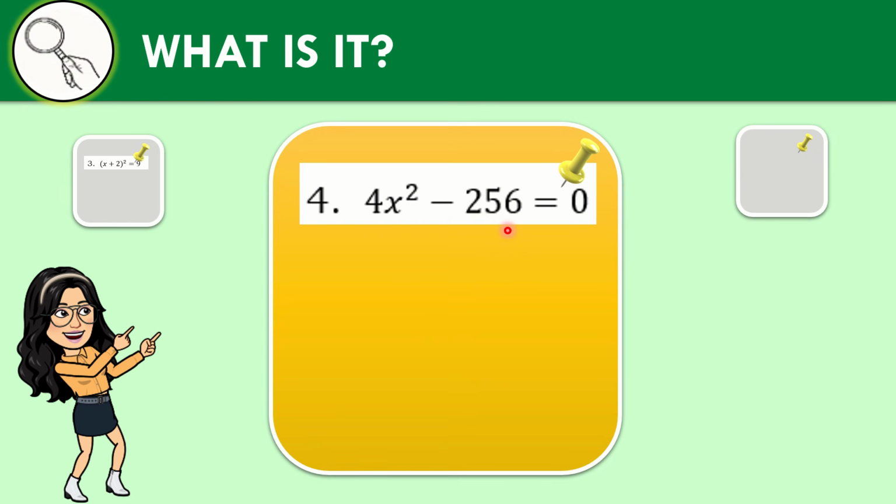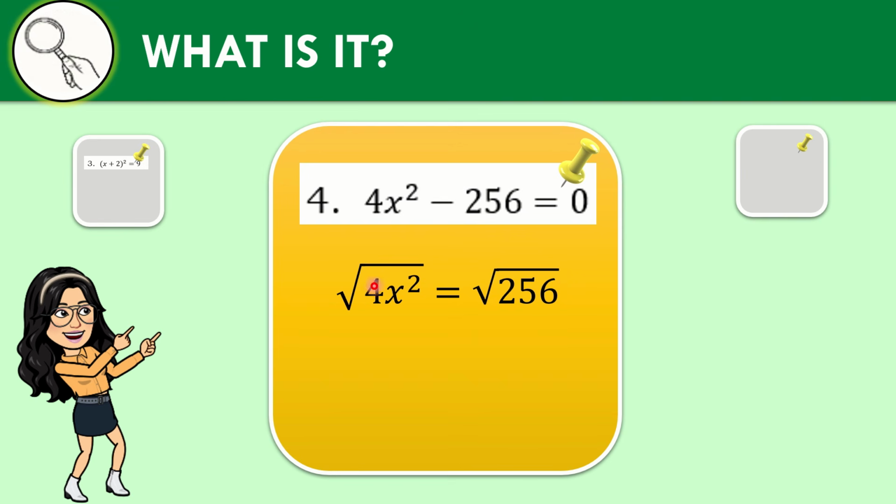So what would be our next step? The first thing that we need to do is make sure that the constant will be placed on the right side of our equation. To do that, make sure that you apply the addition property of equality on both sides of the equation. So we are going to add 256 to eliminate this. So we have positive 256 on the right side of our equation like this.